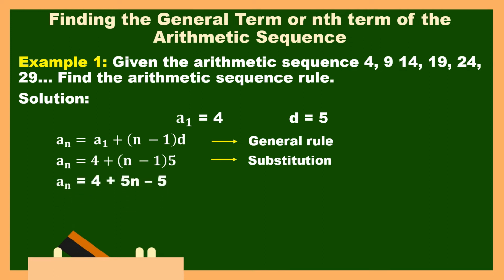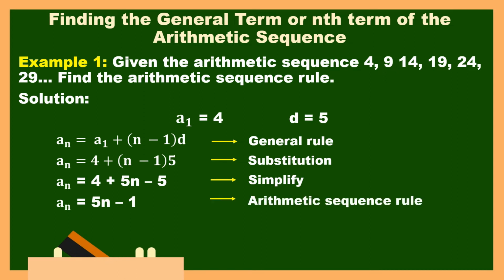So, ngayon, magiging a sub n equals 4 plus 5n minus 5. Bakit siya naging 5n minus 5? Kasi nga, 5 times n equals 5n. Then, 5 times negative 1 is negative 5. Kaya siya naging 4 plus 5n minus 5. Then, i-combine natin dito ang like terms which is 4 and negative 5. Kaya siya magiging a sub n equals 5n minus 1.